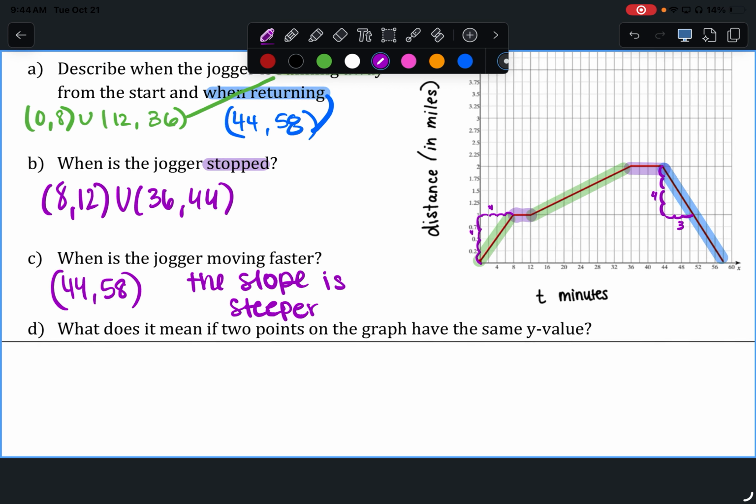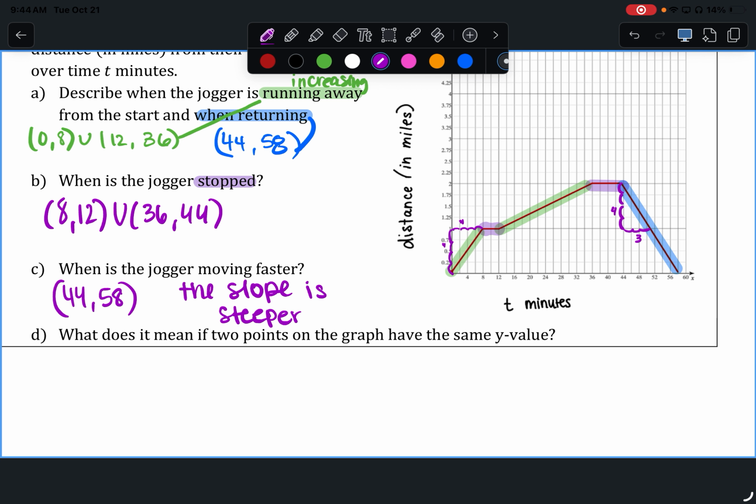Then it says, what does it mean if 2 points on the graph have the same y value? So what do the y values represent? The distance. So if he is at 1 mile twice, why is he at 1 mile twice? Not even because he stopped, because he's running away, then he's running back, right? So he's going to be 1 mile away from home. How many miles did he run in total? He ran 2 miles there and then 2 miles back.